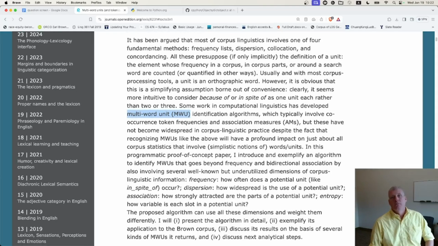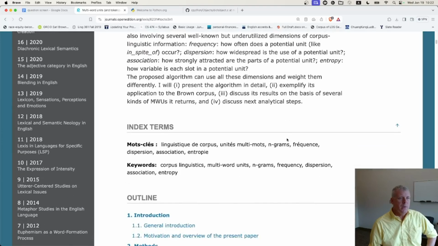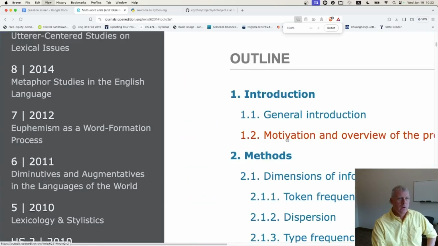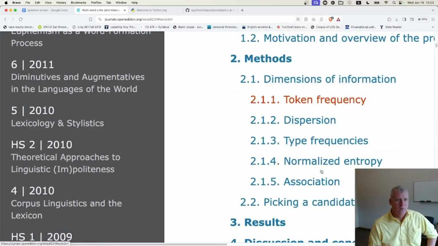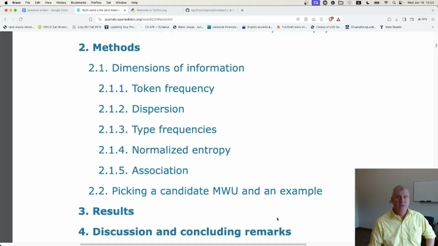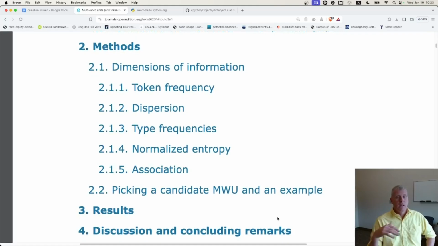For example, "on the other hand," those four words, they're four words, orthographically written at least, right? But they're just functioning as one thing, as one lexical unit. And so he proposes a pretty cool algorithm to give each multi-word unit candidate a score of how likely it is a multi-word unit. And it's based on 8 dimensions.